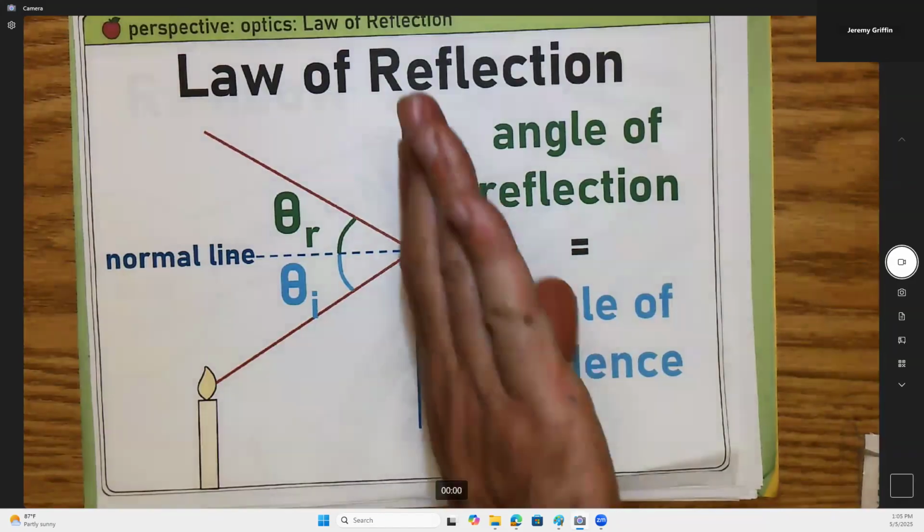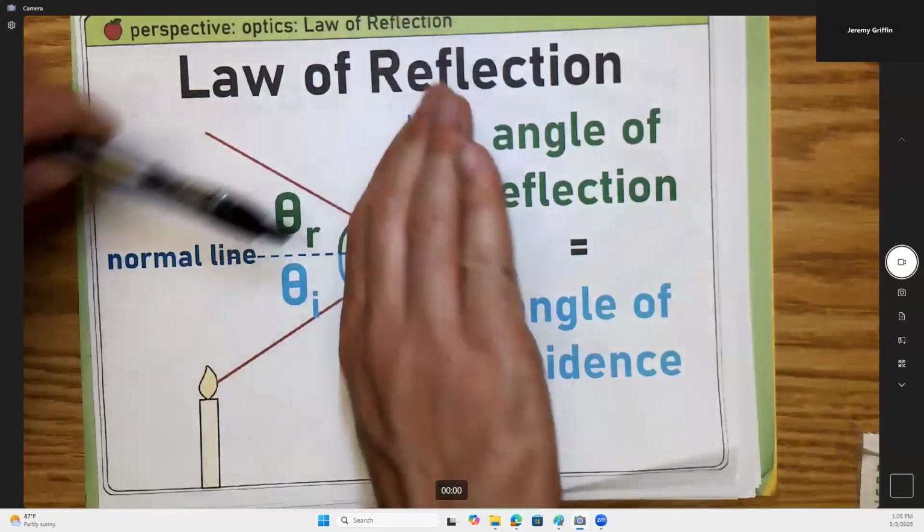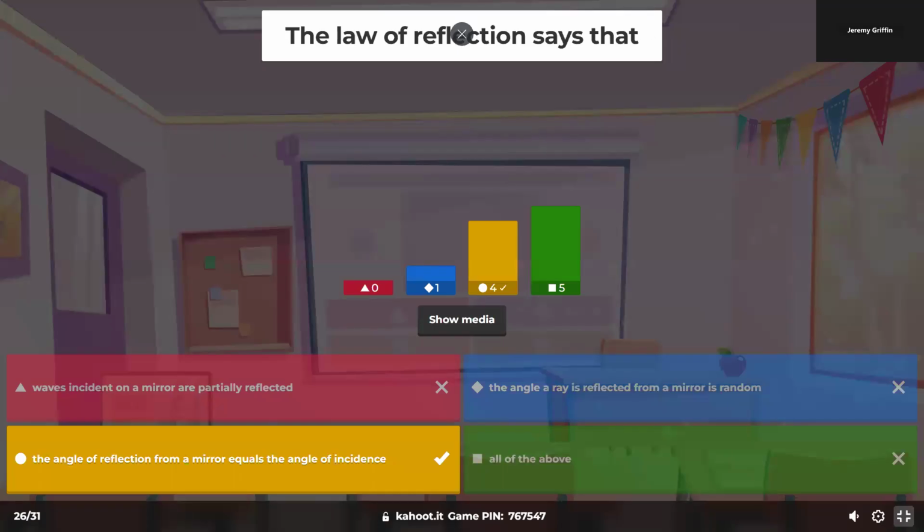Hey, what if I had a Kirby Funhouse mirror? Could I maybe create a bunch of normal lines all the way around and this would still apply? Yeah, law of reflection could still apply.